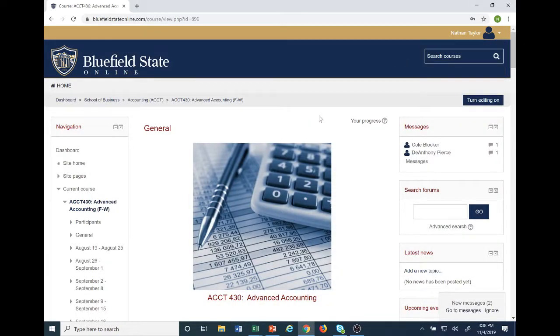Okay, everyone, welcome back. Today's Monday, November 4th, 2019. Already in November. Today we're moving on to Chapter 13, dealing with partnerships: characteristics, formation, and accounting for activities.